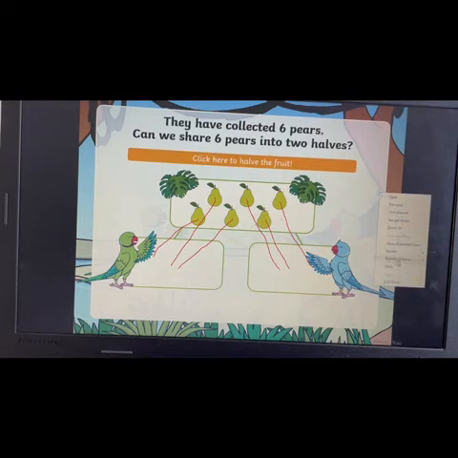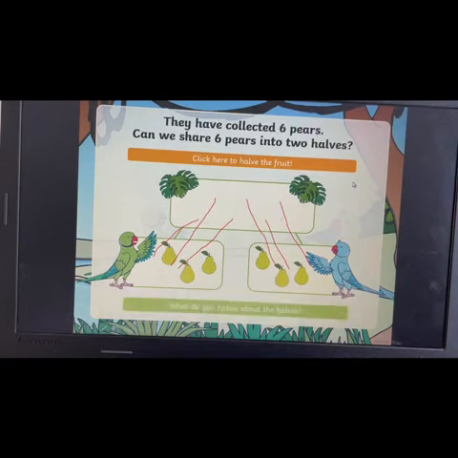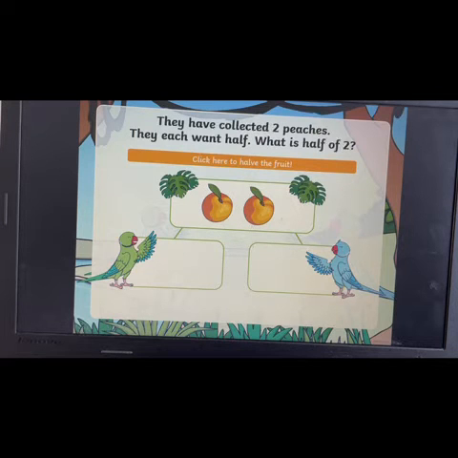So how many will they have each? How many will they have each? Say it out loud. Three. Well done. Is that fair? Have they got the same amount? Super duper. They have three each.